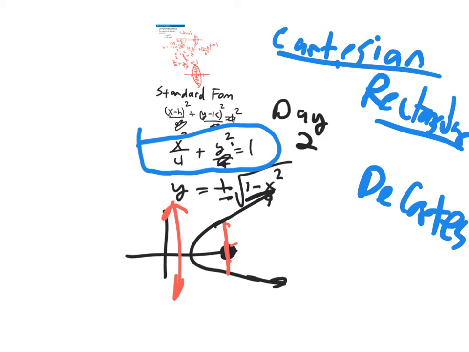Isn't he like a philosopher? No, a mathematician, Descartes. He's the one that started plotting points on a graph, and now we call it a Cartesian plane. A lot of people call them rectangular coordinates. I don't know why, except maybe if you look at it, I see a whole bunch of rectangles on there. Right?